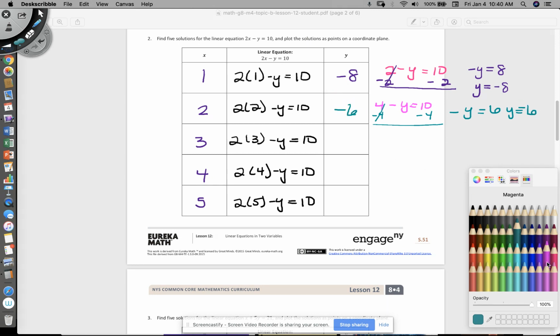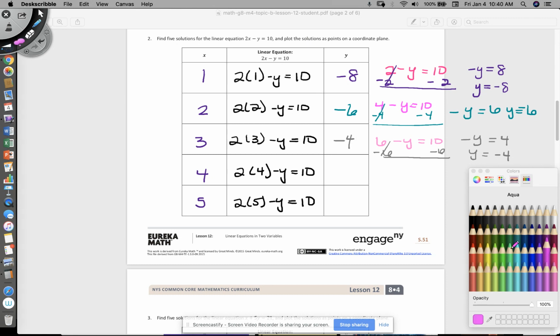All right, let's try the next one. We have 2 times 3 is 6 minus y equals 10. So again, we're going to move that 6 over. Those cancel. I get -y equals 10, take away 6 is 4. Give that negative to the 4, making it -4.